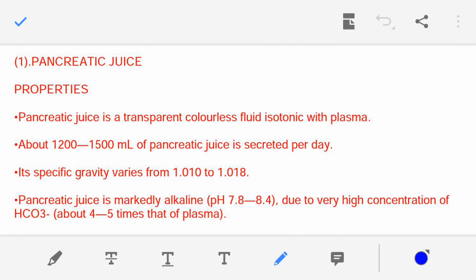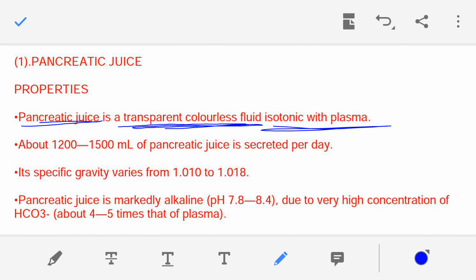I welcome you to the presentation lecture on pancreatic juice. Now, first of all, the composition of pancreatic juice, what the pancreatic juice is made up of. Now, the color. As far as the color of pancreatic juice is concerned, pancreatic juice is a transparent, colorless fluid, and it is isotonic with the plasma.